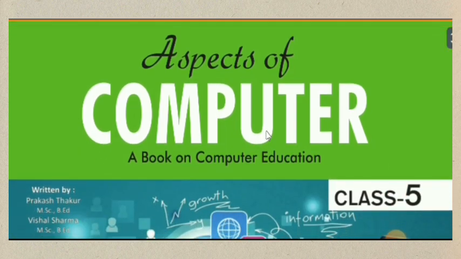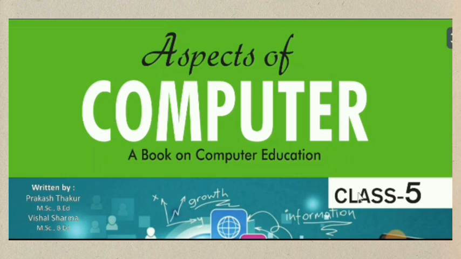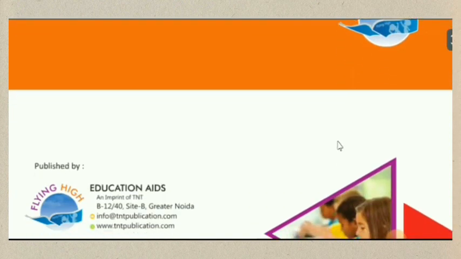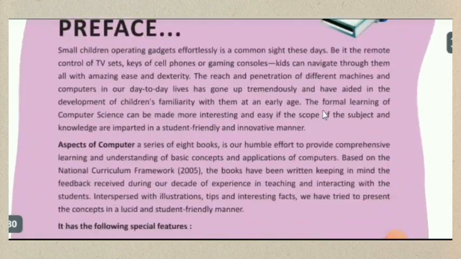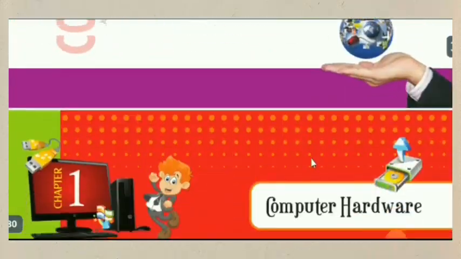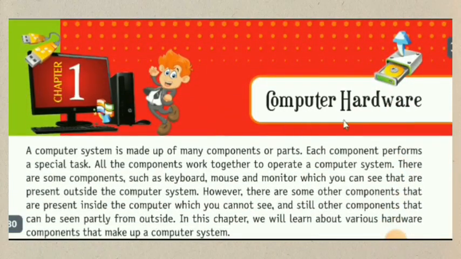Today we are going to teach computer class 5th. In this book we are going to teach chapter number 1, computer hardware. So let's start. A computer system is made up of many components or parts. Each component performs a special task. All the components work together to operate a computer system.